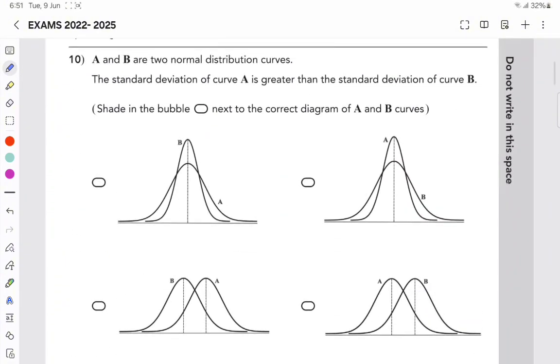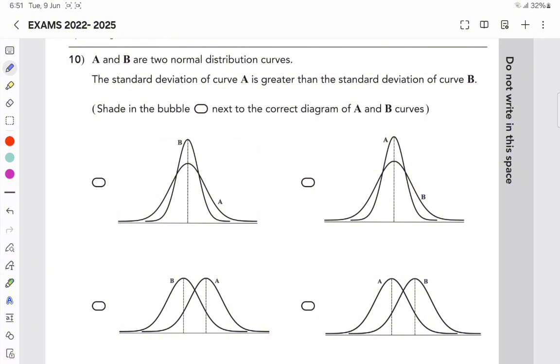In the next question, A and B are two normal distribution curves. And everyone knows the normal distribution has two parameters. Mu, which is the mean, the central location, divides the curve into two equal parts, each of which has area equal to 0.5, because the total area under the curve equals 1. But sigma, which is the standard deviation, or the variance, which is sigma squared, affects the spread.